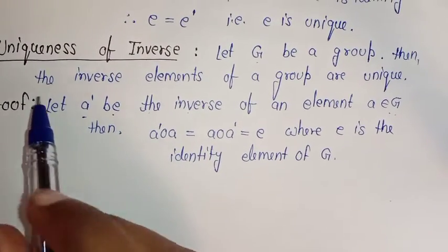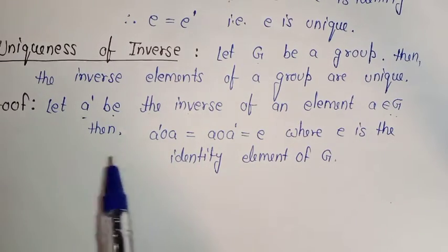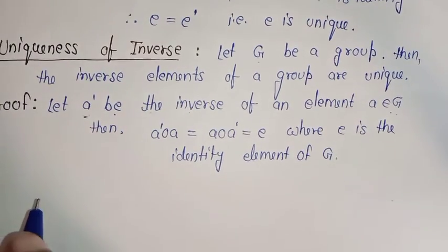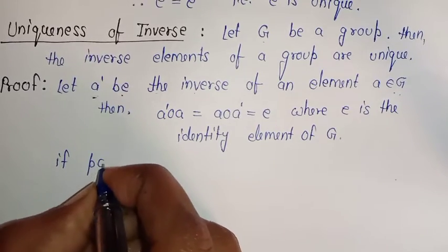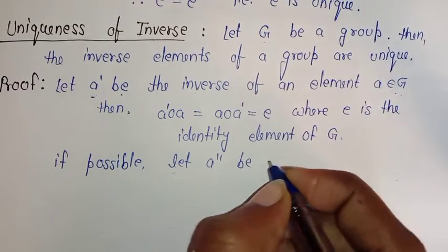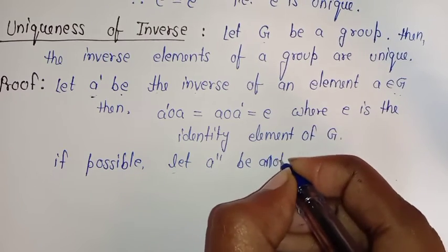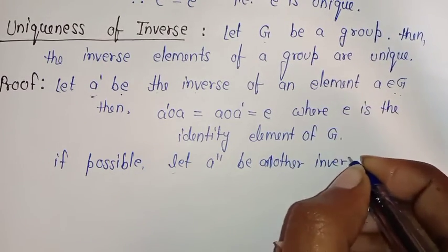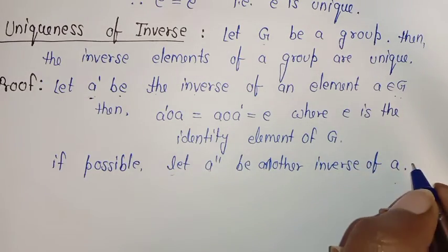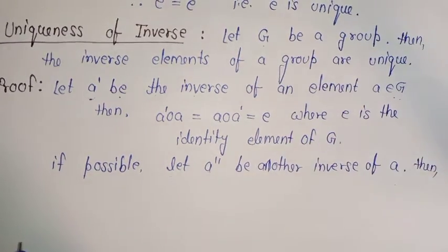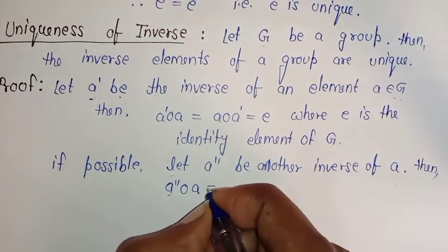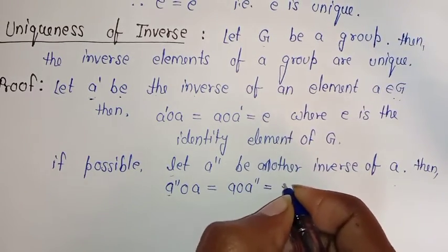Now in order to show that the inverse of this element is unique, firstly we assume that there may exist another inverse of this element, and let it be A''. So we assume, if possible, let A'' be another inverse of A. Then it will follow the same property, so we can write A'' operation A is equal to A operation A'', and that is equal to identity.